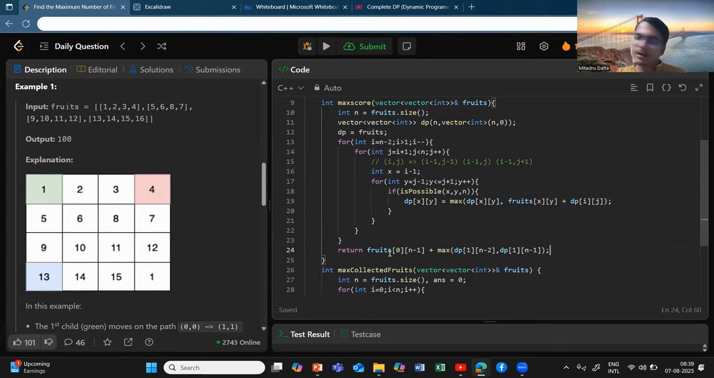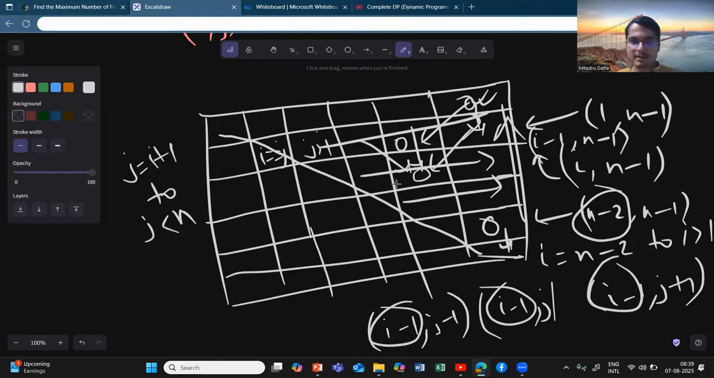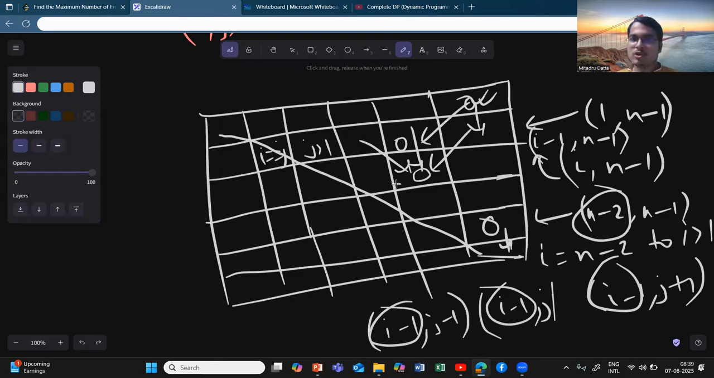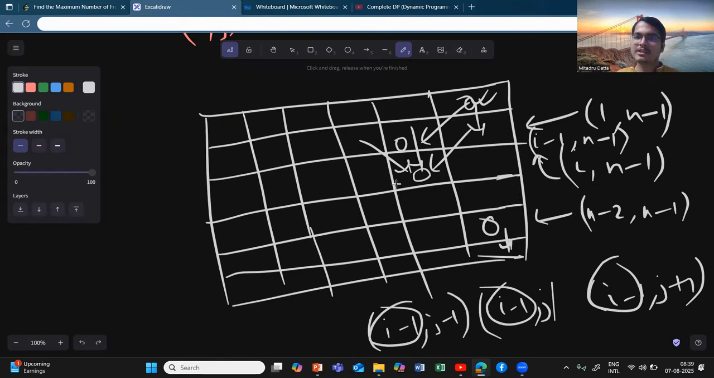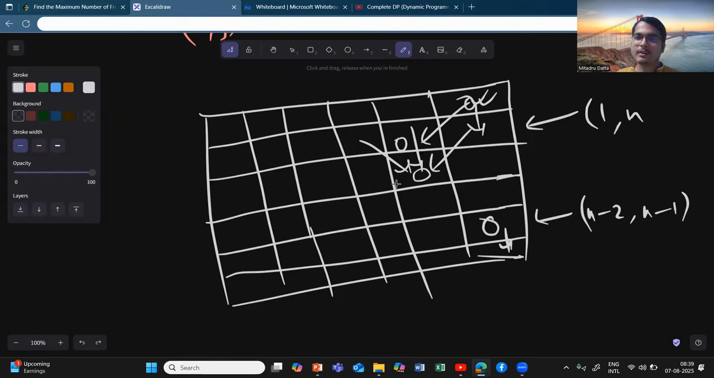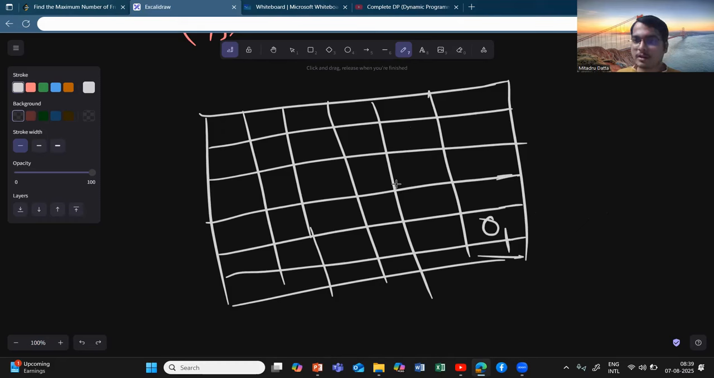So did you understand this? What did I do here? I just did nothing. I will just tell you in short what I did. I just reached this point. Okay, I just finished reaching these points. I just finished calculating. So this is my diagonal. I just finished calculating all these roads.